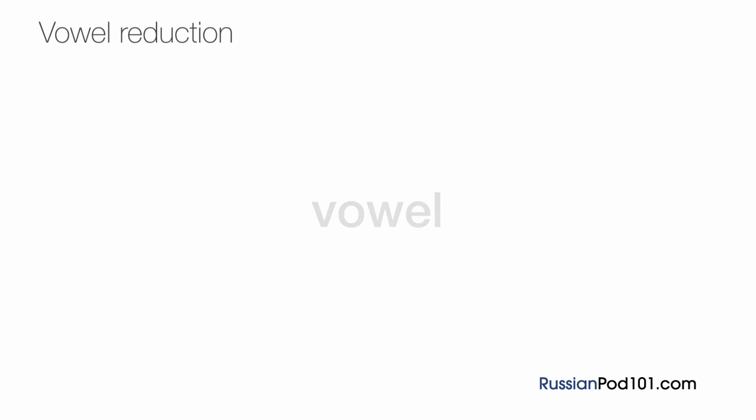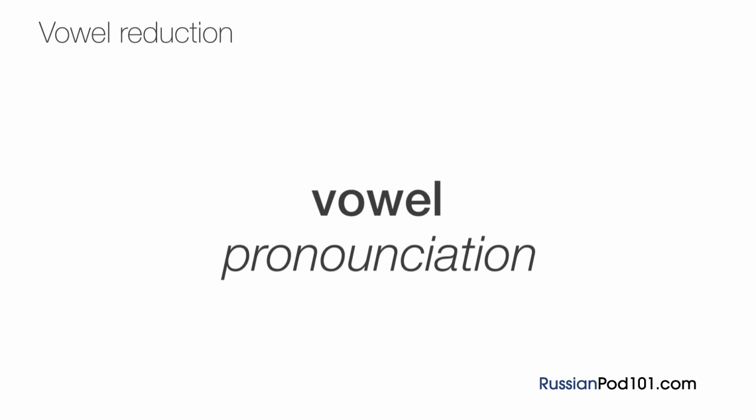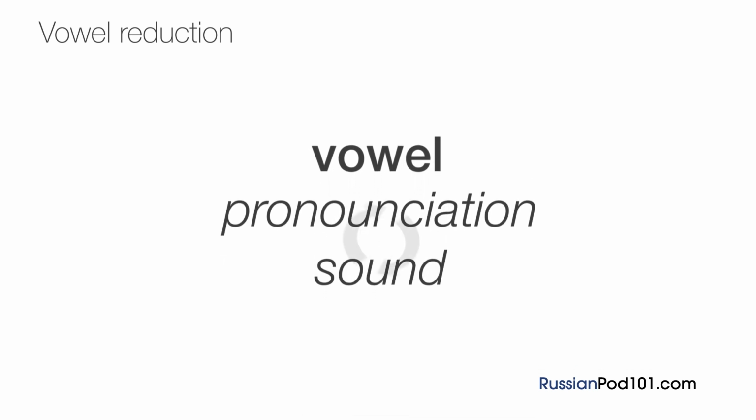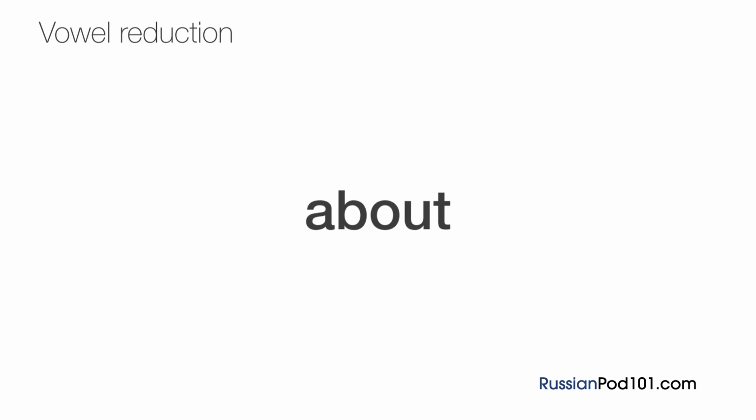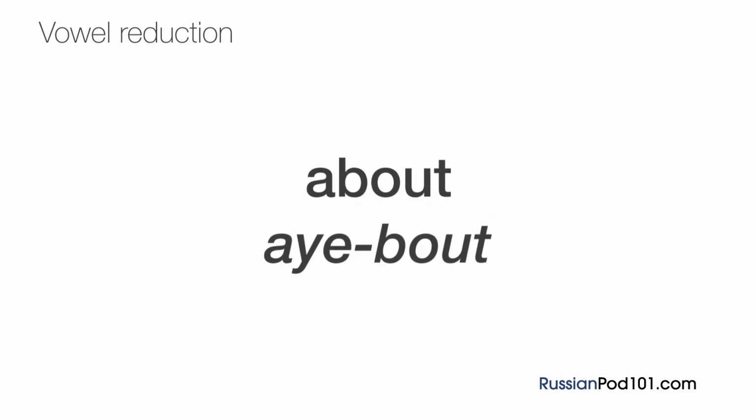Vowel reduction is the weakening of a vowel via a decrease in volume, a shortening of the duration, or a change in the articulation of the vowel, causing it to become less prominent. Due to this weakening, the pronunciation and therefore the sound of the vowel itself will change. Consider this English example. It's pronounced about. But in many dialects, or during rapid speech, it'll often be pronounced about. This is a perfect example demonstrating the reduction of the letter A.